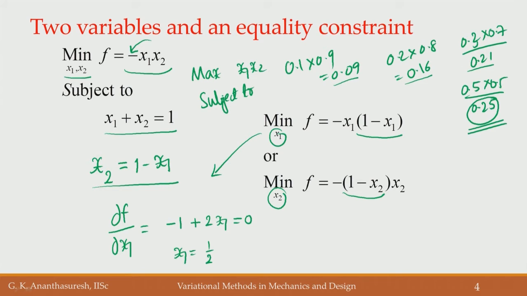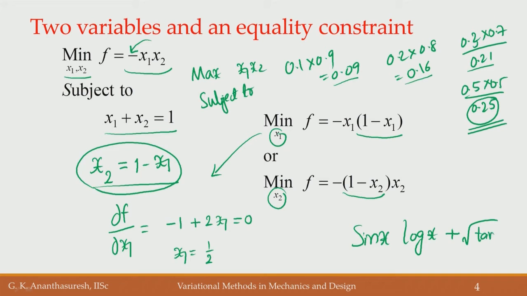But this type of elimination is possible only in some cases. If the equality constraint is complicated, let us say I give something like sin x into log x plus square root of tan x or something like that, I may not be able to solve it. I mean, I will say x1, this is x2, and this is let us say x1 x2, something like that.